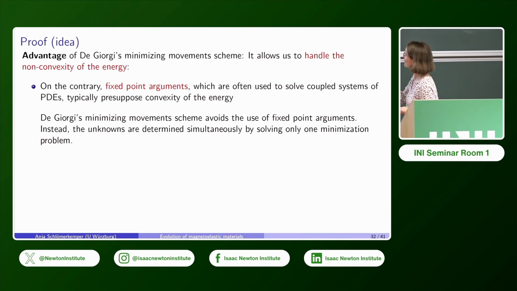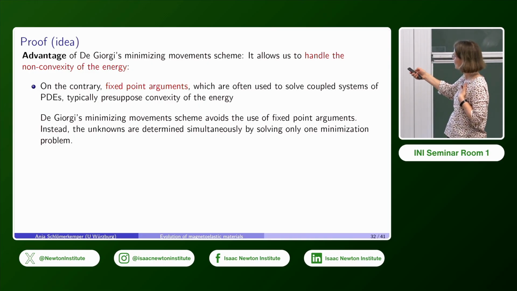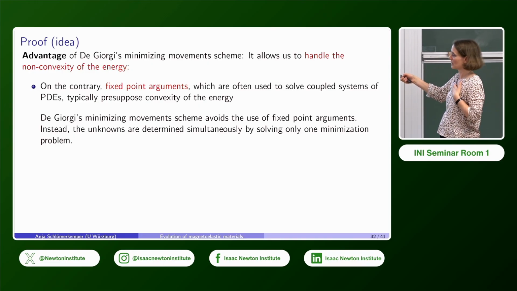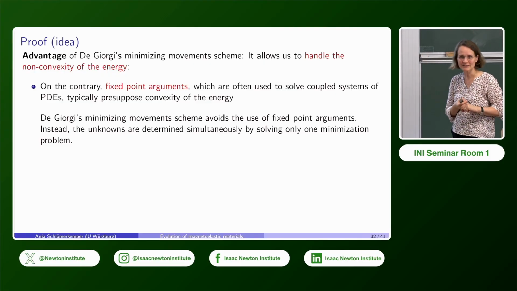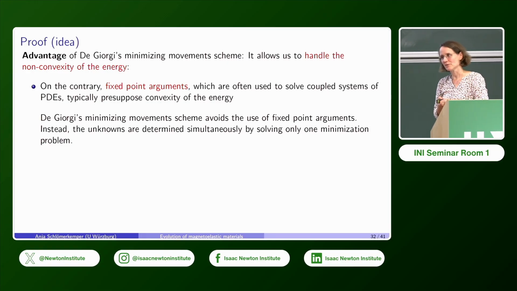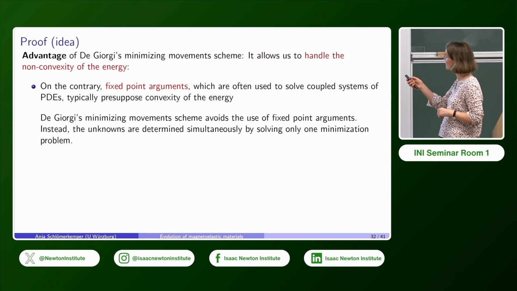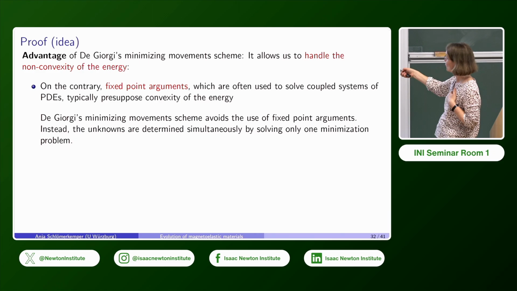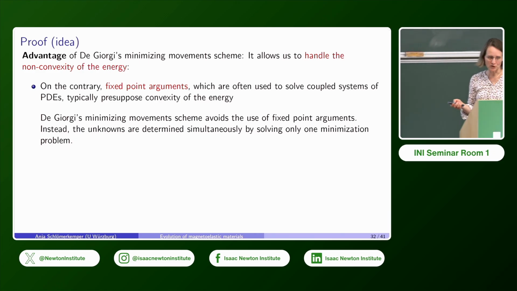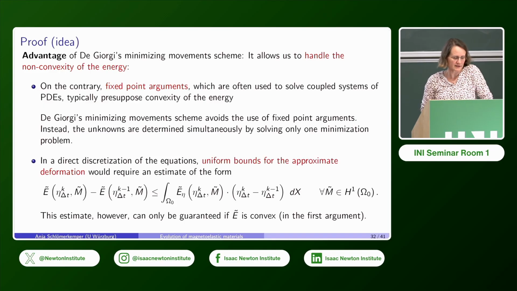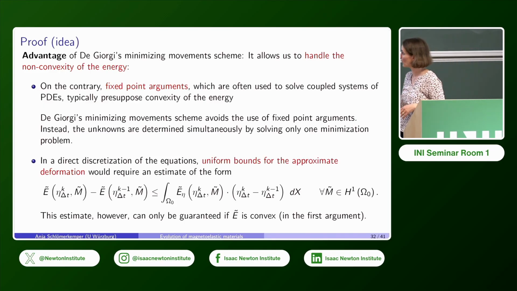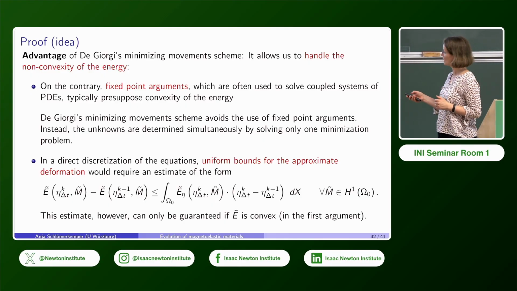It's already here. So it allows us to handle the non-convexity of the energy, because for other proofs, also the one that I was presenting 6 years earlier, we were using fixed point arguments, and for these fixed point arguments, we use the convexity of the energy. Okay, but these minimizing movement schemes avoid this use of the fixed point arguments, and we can solve it simultaneously for the eta and the magnetization.